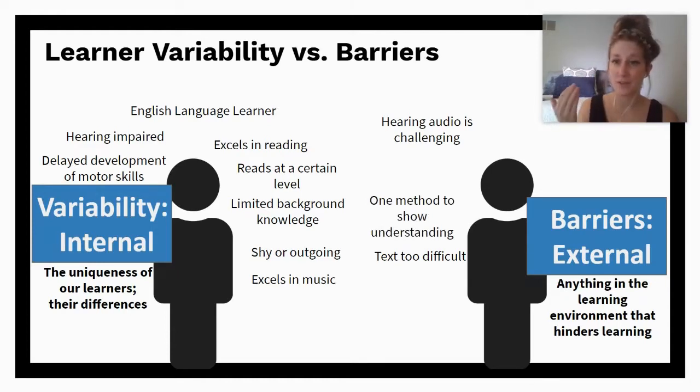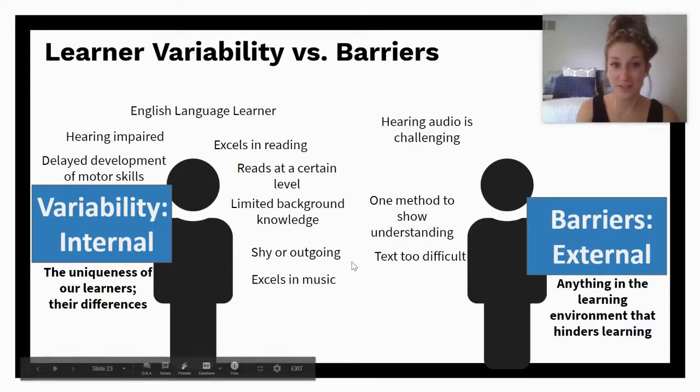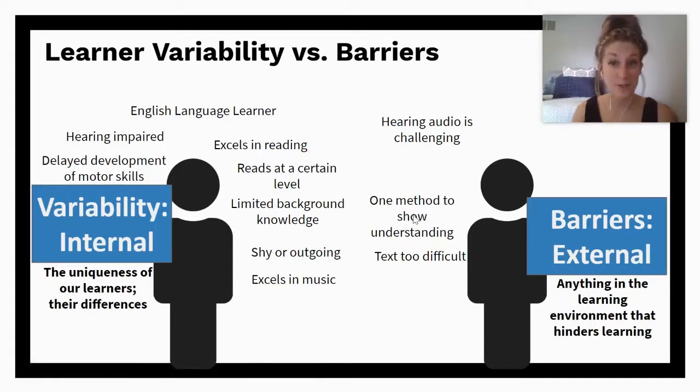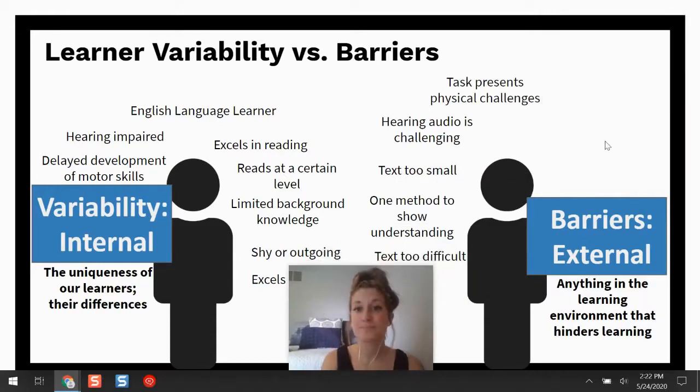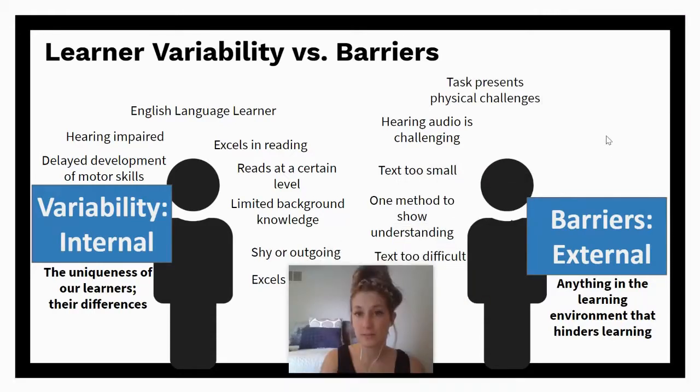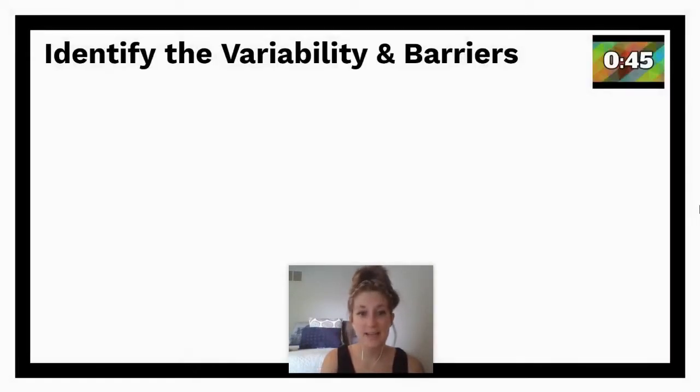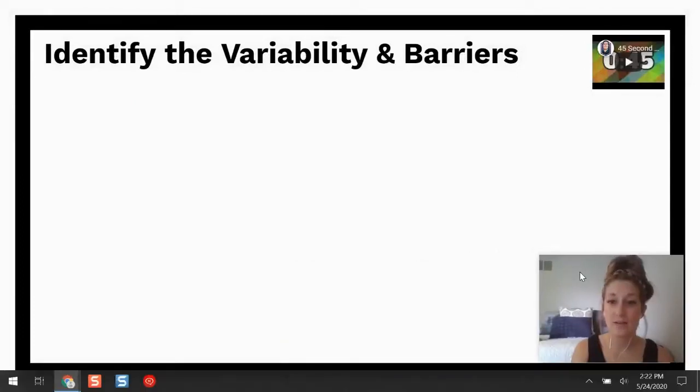Prime example here, when I showed you that Flipgrid a few minutes ago, that was a barrier, right? For some of those students. Variability might be that I'm a really shy student. I don't want to be on a video. The barrier here is that I was only giving that option to show their understanding. Text is too small. Physical challenges presented by the activity. Discussion doesn't engage all learners. Challenging text. And again, those are all examples of barriers, things in the external learning environment that might influence that learner, but ones that we have control over and we can try to address.